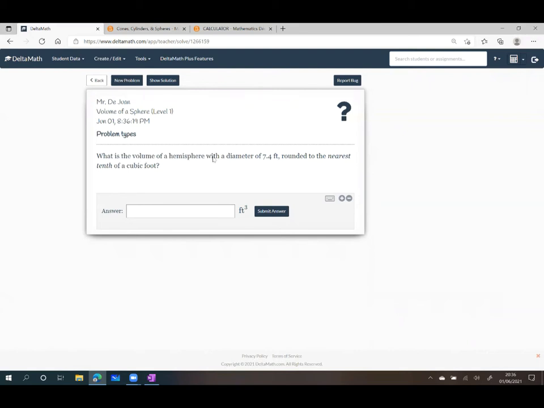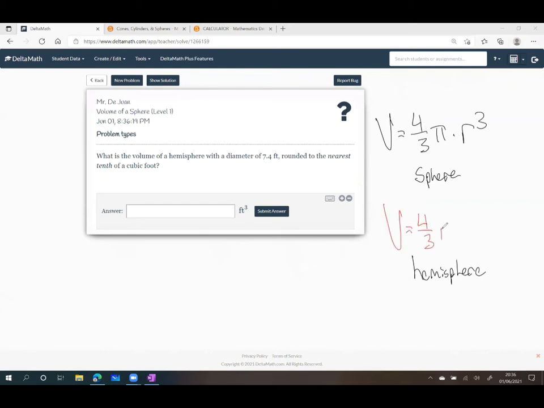So the equation that we're dealing with is not going to be v equals 4 over 3 pi times r cubed, because that is for a sphere. We're dealing with a hemisphere, and a hemisphere is just going to be the following equation, v equals 4 over 3 pi times r cubed, but what we must remember is that it's going to be multiplied by 1/2 because it is half of a sphere. So let's take a look at that one more time.